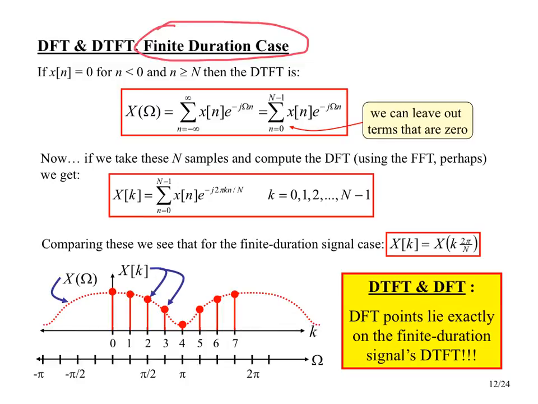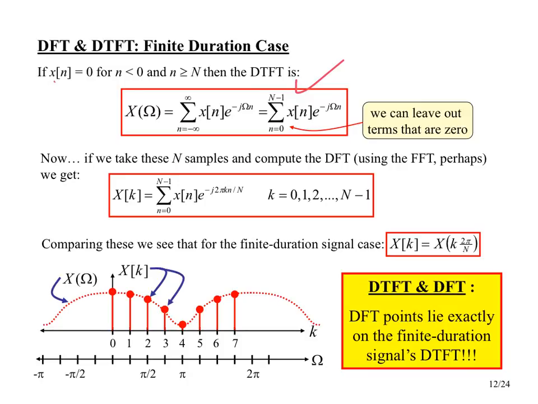to reiterate it here. So if x is finite duration, so it's 0 outside of the n equal to 0 to n minus 1 range, we can truncate this sum. We don't have to really technically truncate it because the terms outside of this range are 0, so we just leave those out. So that's what the finite duration case allows us to do. It tells us that the actual DTFT can be written precisely, exactly, in terms of a finite sum. And that finite sum is something that I can do more easily because I don't have to sum up infinitely many terms.